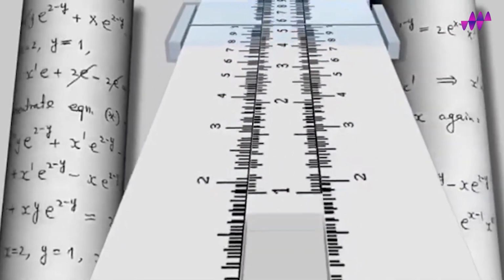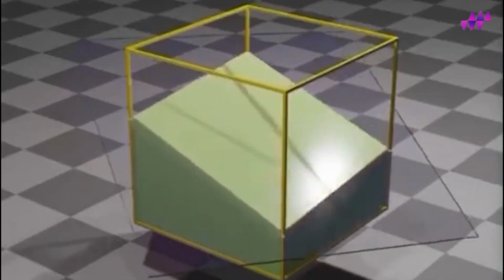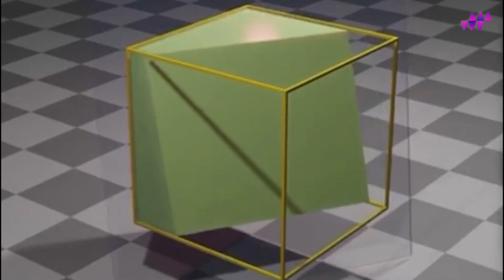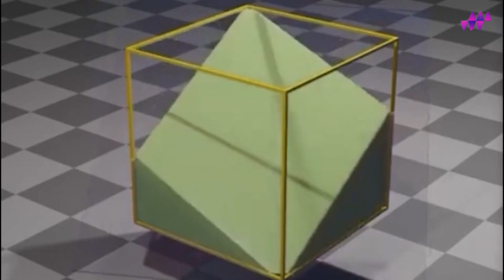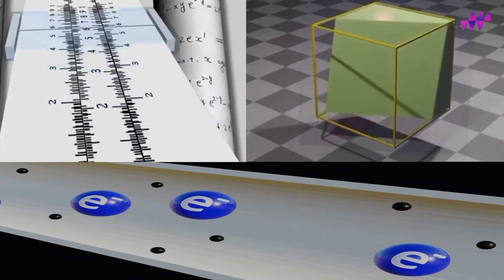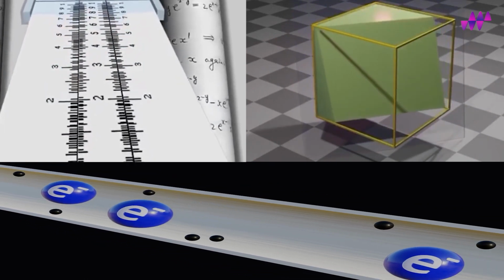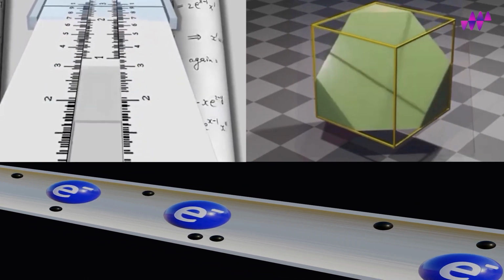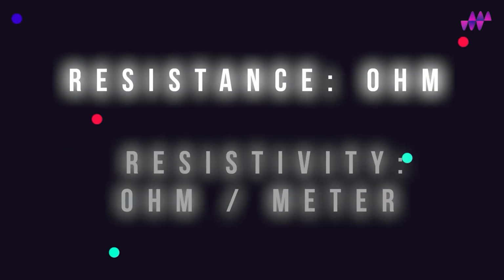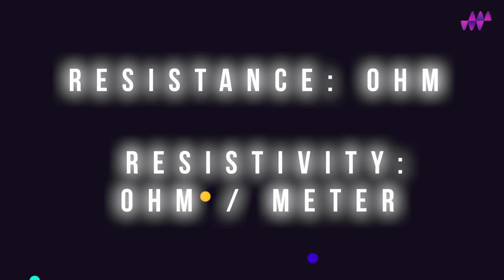When the length of a material is increased, the material resistance increases, and when the cross-sectional area of that material is decreased, the material resistance increases, and vice versa. Material resistance is measured in ohms, while material resistivity is measured in ohm meters. That was the second element.